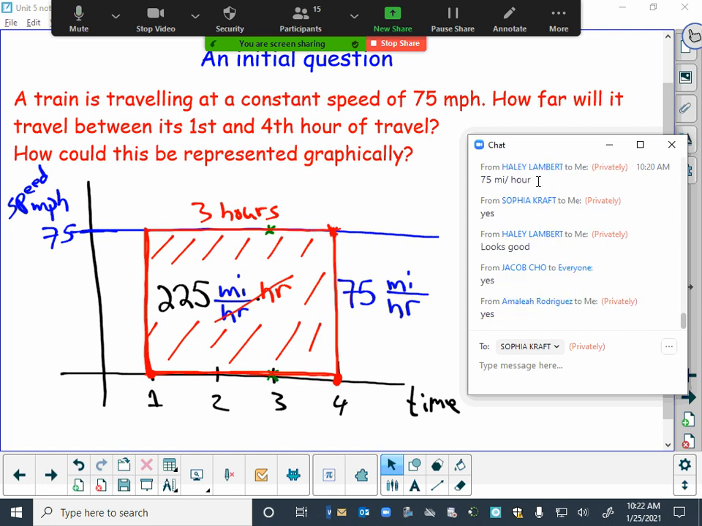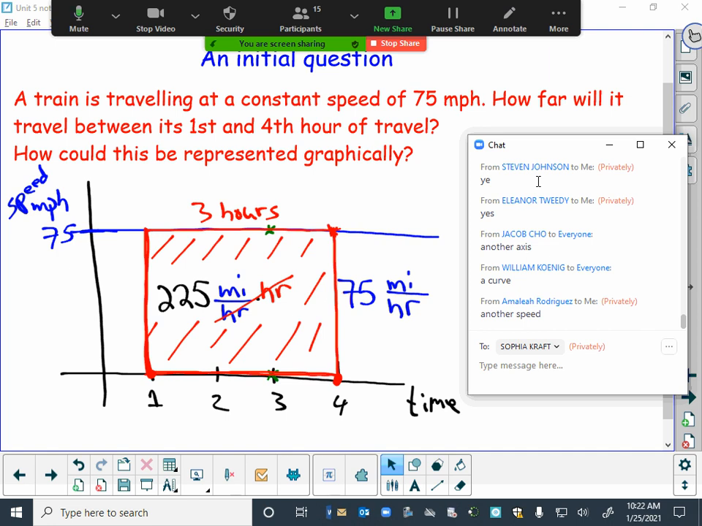Okay. So, this was pretty easy, right? What would make it more complicated? Another axis, a curve. So if this was about a car instead of a train, I believe that I might be able to find a place where a train could maintain a constant 75 miles per hour for 4 hours, maybe. But I don't think I could pull that off in a car.